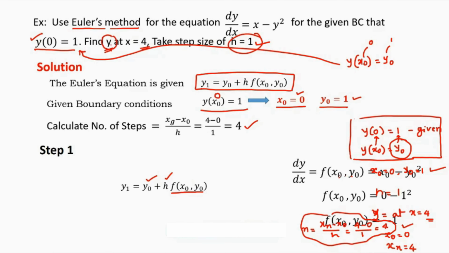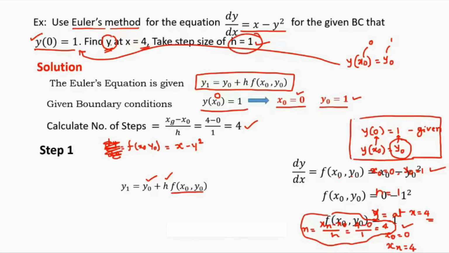What is the value of x naught, y naught? I will write once again here: dy by dx is equal to f of x naught, y naught. And what is the value of dy by dx? dy by dx is given here. So you can see, the value of dy by dx is given as x minus y square. So directly write here x minus y square. Now dy by dx is equal to f of x naught, y naught. Now you neglect this, so you remove this.